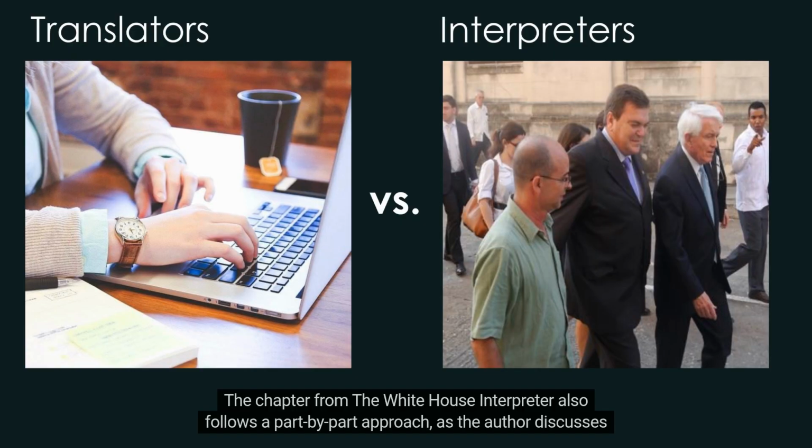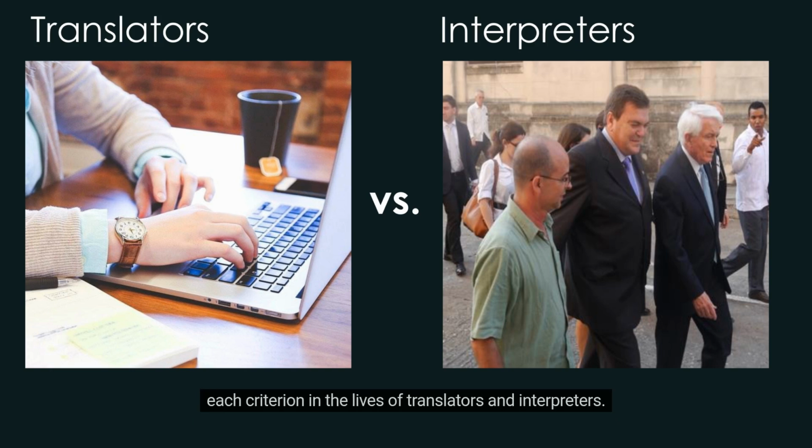The chapter from the White House Interpreter also follows a part-by-part approach, as the author discusses each criterion in the lives of translators and interpreters. Now let's pay attention to the highlighted words in each sentence. These are useful connectors to indicate comparison and contrast.